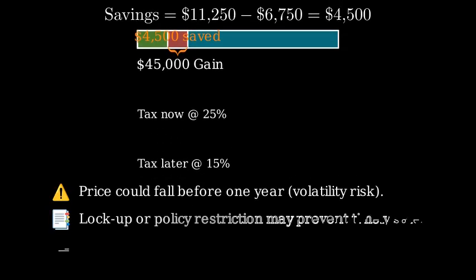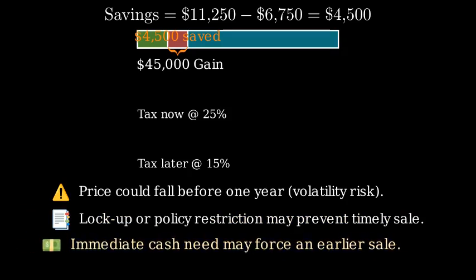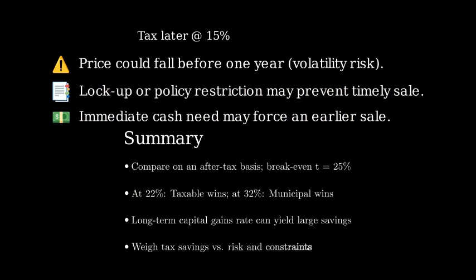What might prevent waiting? Price risk due to market volatility, a lockup or trading restriction, or the need for immediate cash for liquidity. Summary. For bonds, compare after-tax yields and choose the higher one. Break-even here occurs at a 25% tax rate. For capital gains, timing the sale to qualify for long-term treatment can reduce taxes, but the decision must weigh market risk and personal constraints.